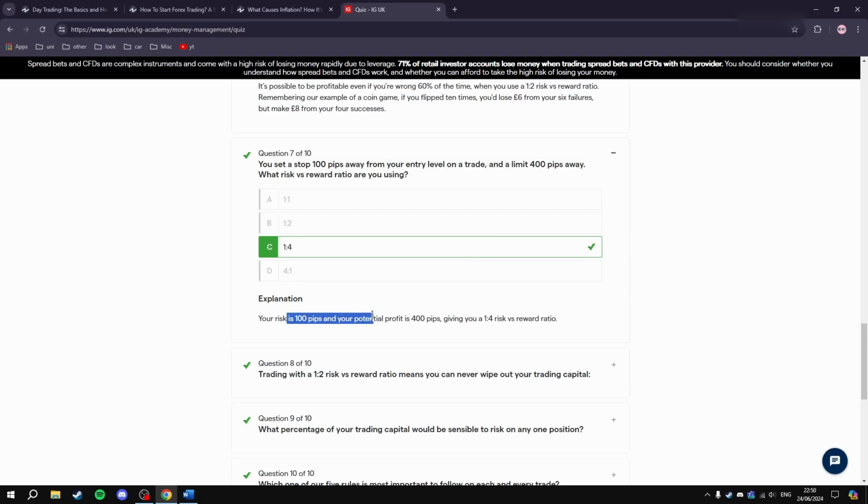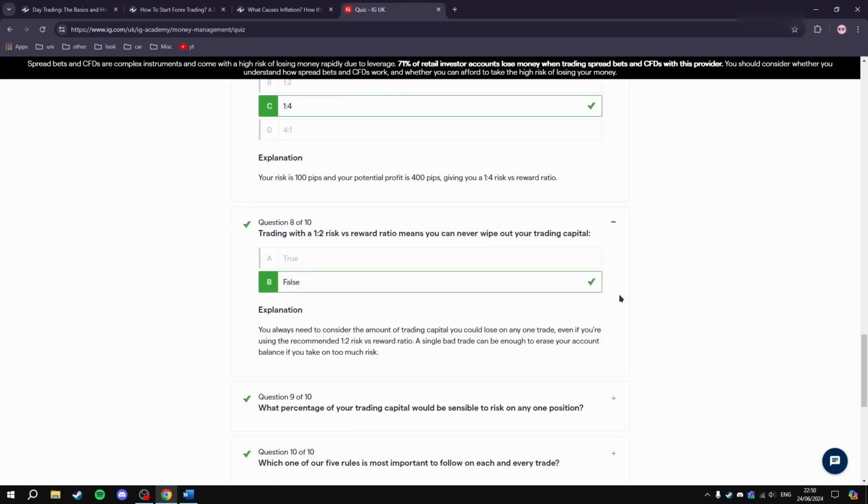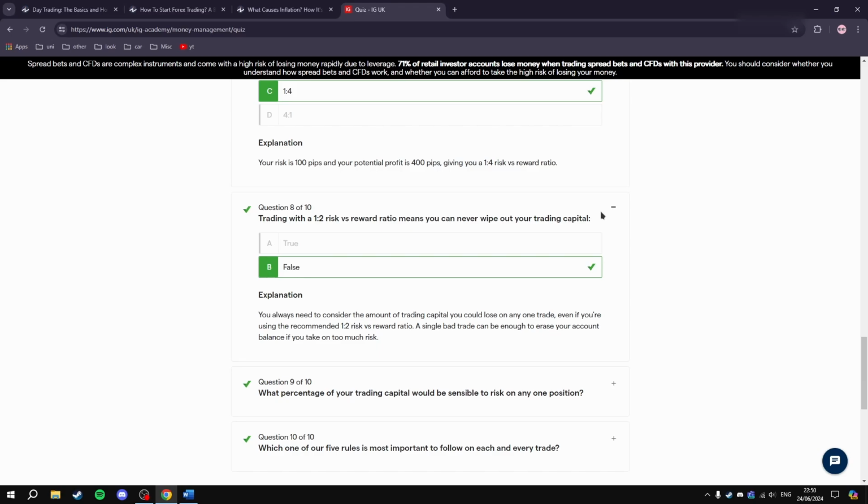Your risk is 100 pips and your potential profit is 400 pips, giving you a 1 to 4 risk versus reward ratio. Yep. In trading, you always need to consider the amount of trading capital you can lose on any one trade. Even if you're using the recommended 1 to 2 risk versus reward ratio, a single bad trade can be enough to wipe out your account balance if you take on too much risk.